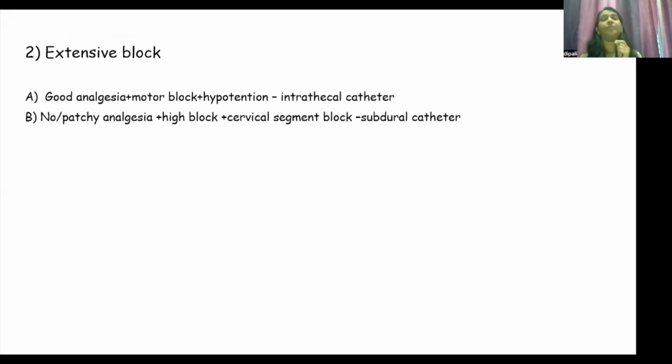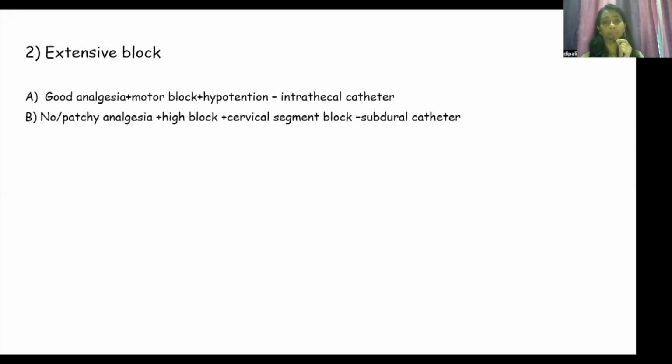After giving the first dose, if we get an extensive block, we should check how the analgesia is. If the patient has good analgesia but has motor block and hypotension, we should suspect that the epidural is intrathecal. If the patient has no analgesia with high block and the cervical segments are also blocked, then the catheter is most likely subdural. In this case, we should remove the catheter and resite.